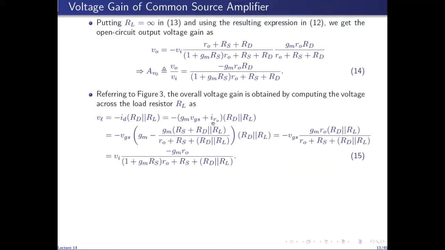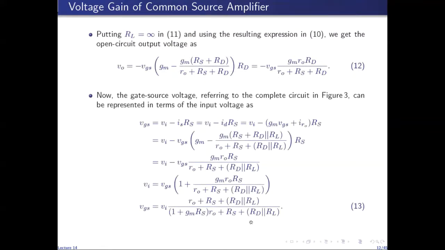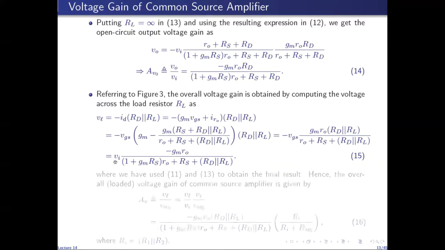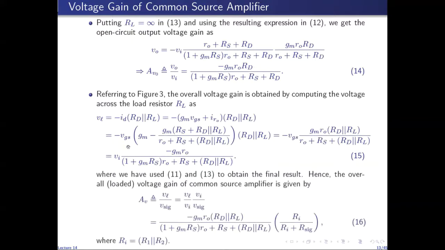ID is GM VGS plus IR naught. So we use the full expression for IR naught because we have RL connected back now. We are using the full AC equivalent circuit. And then we simplify in terms of VGS, and then we use the full expression for VGS here, and express VL in terms of VI. So VL over VI can be found to be equal to this factor. And then we multiply VL over VI with VI over VS, we get VL over VS, which is the overall voltage gain of the amplifier, loaded voltage gain.